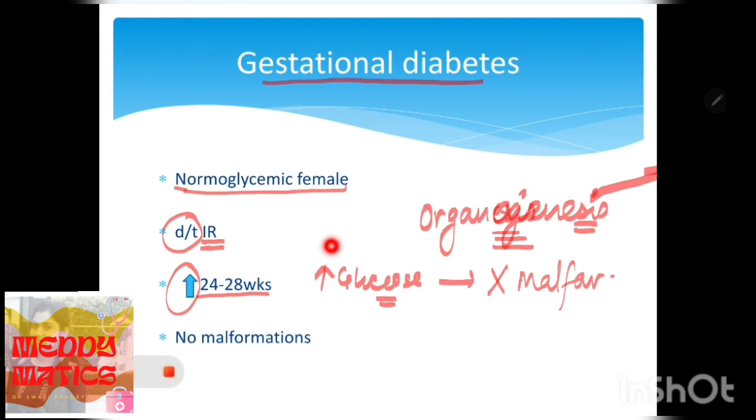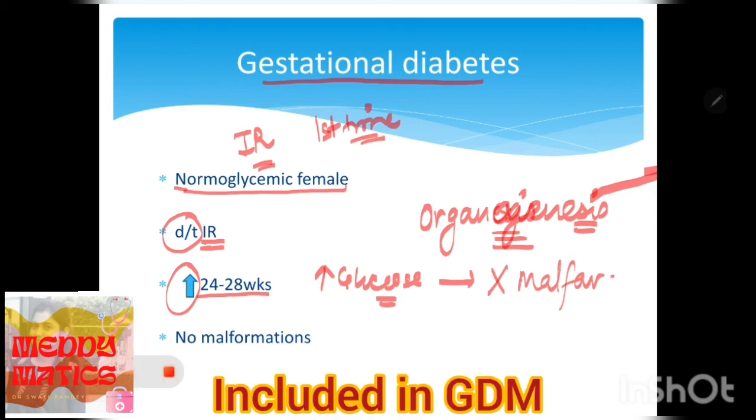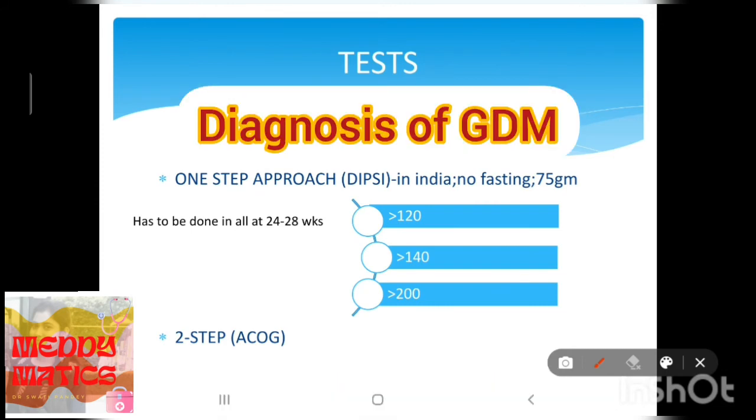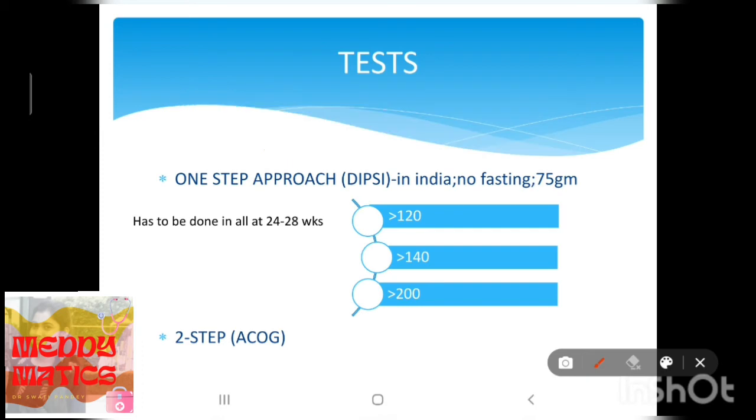Now, the point we have to remember here is that any degree of glucose intolerance diagnosed for the first time during pregnancy, irrespective of gestational age and parity, is included in gestational diabetes. Tests are the diagnostic methods for diagnosis of diabetes in pregnancy.